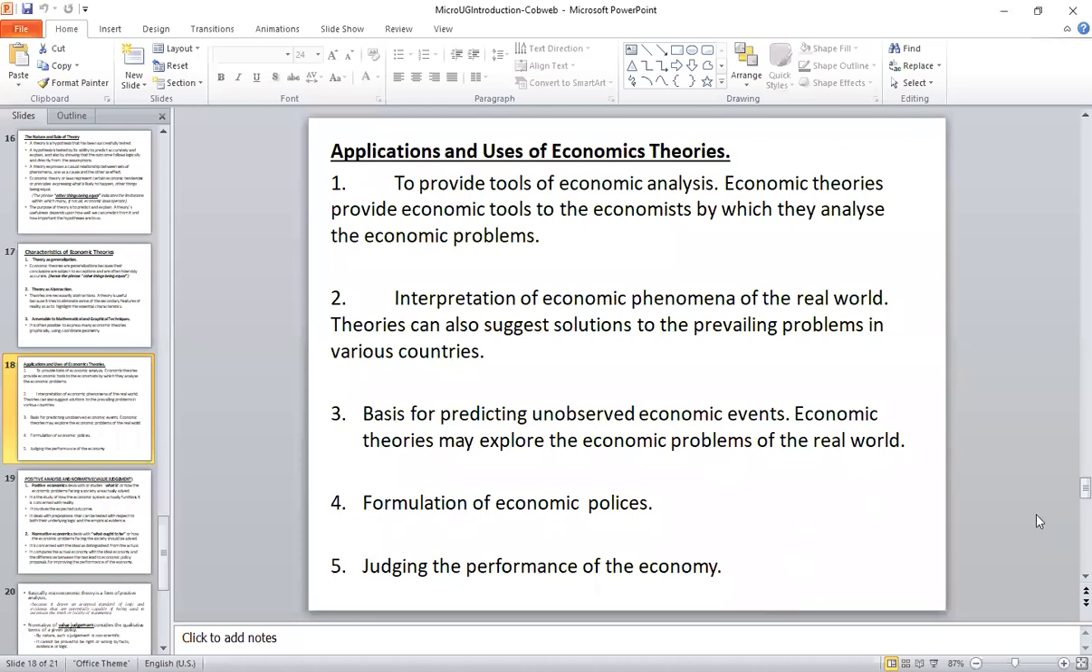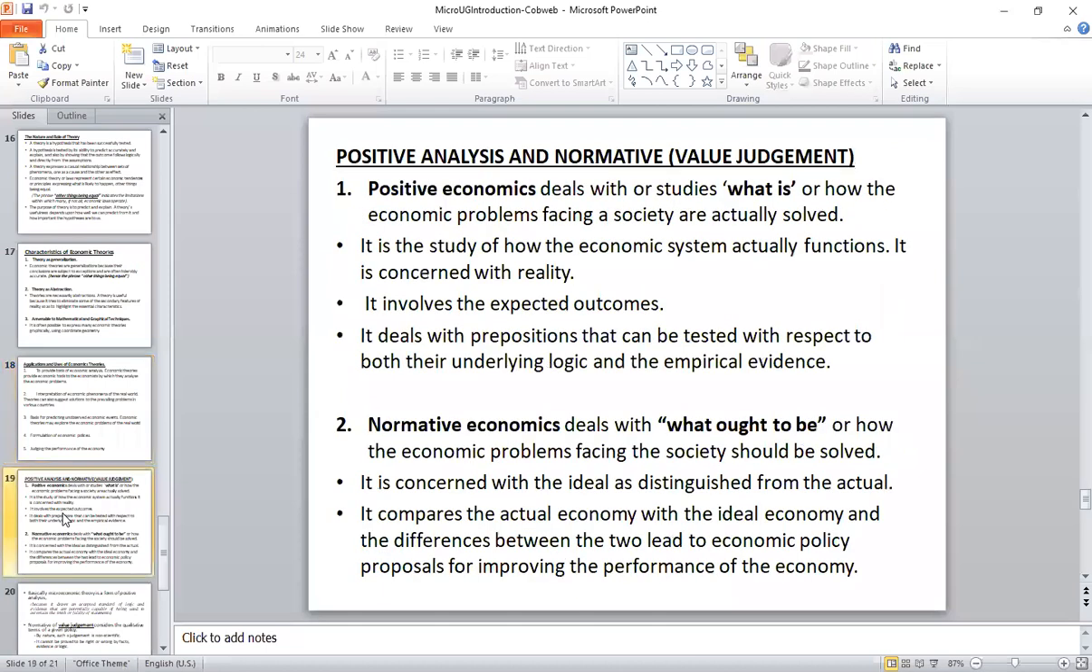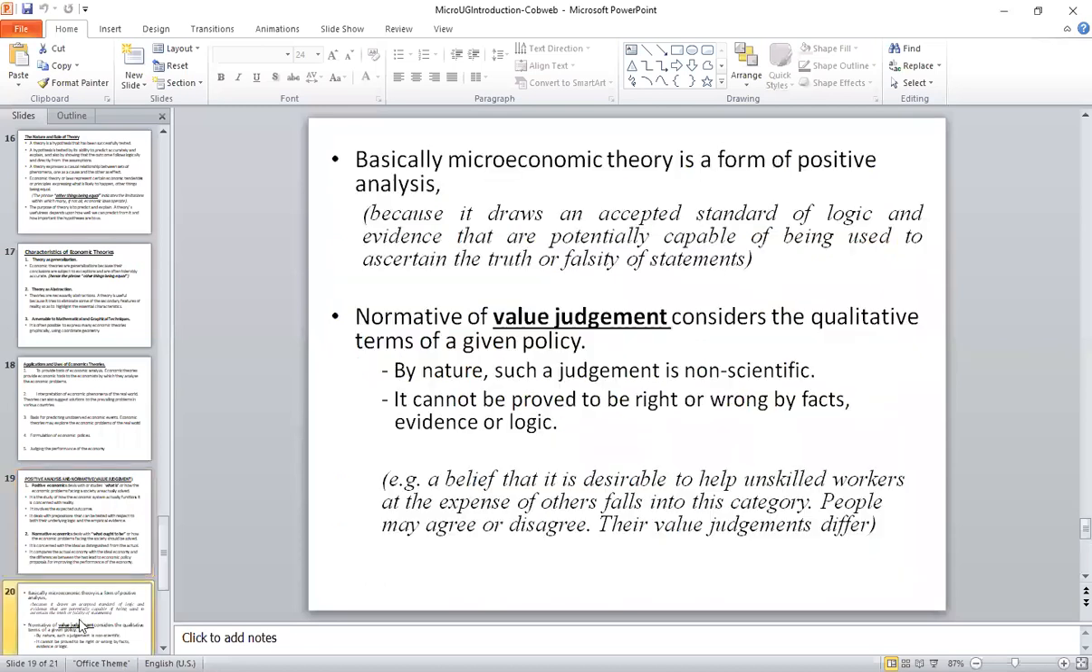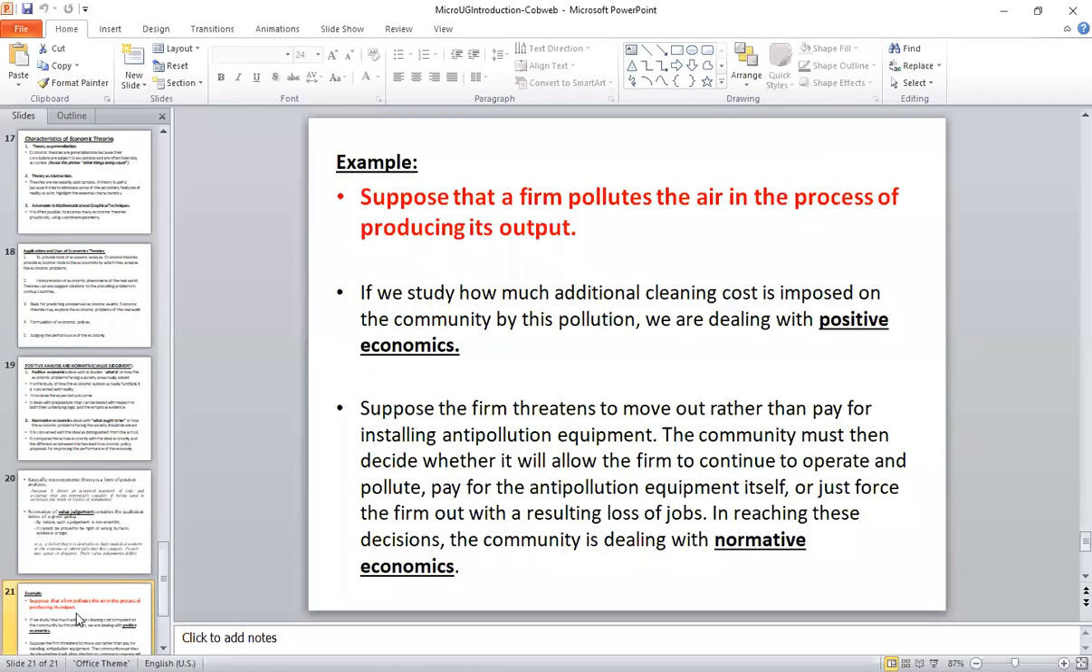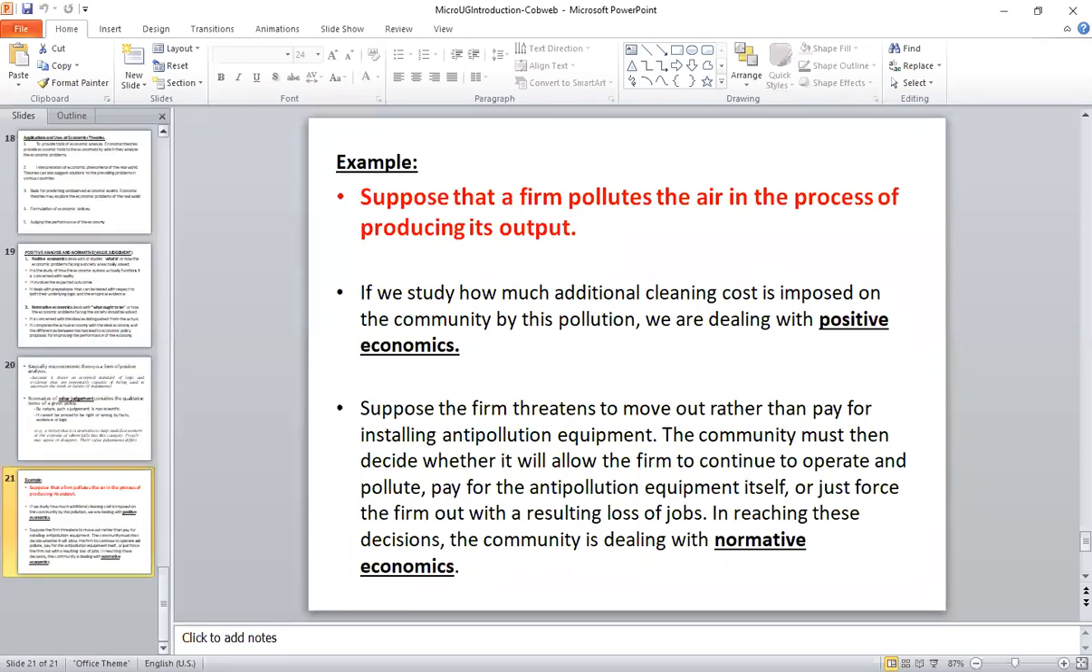Policies are formed from theory. We can judge the performance of the economy from theory. Like when you want to look at the different sectors of the economy, how they are performing, we base all these on theory. Now, in your free time, you can read about positive analysis and normative or value judgment, because that's what you did in your first year, but we just want to revise that. So of course the notes are there, but I'll not go through that, okay? You can read about that.